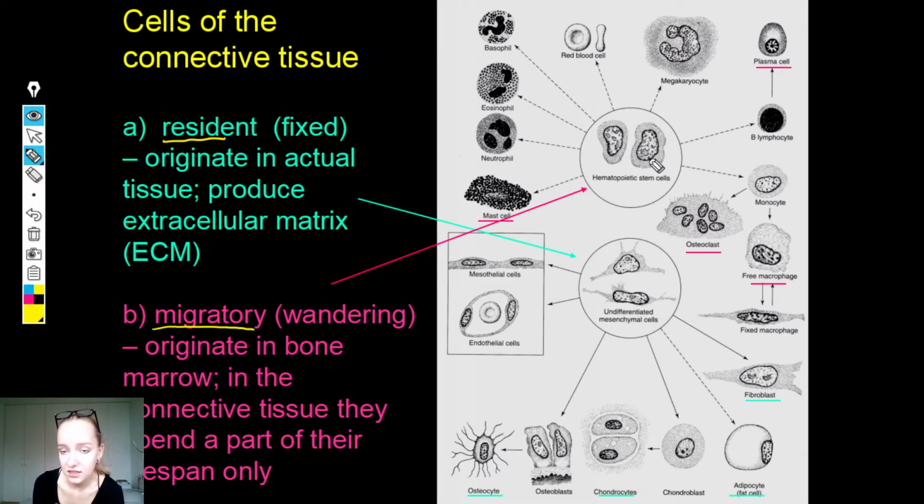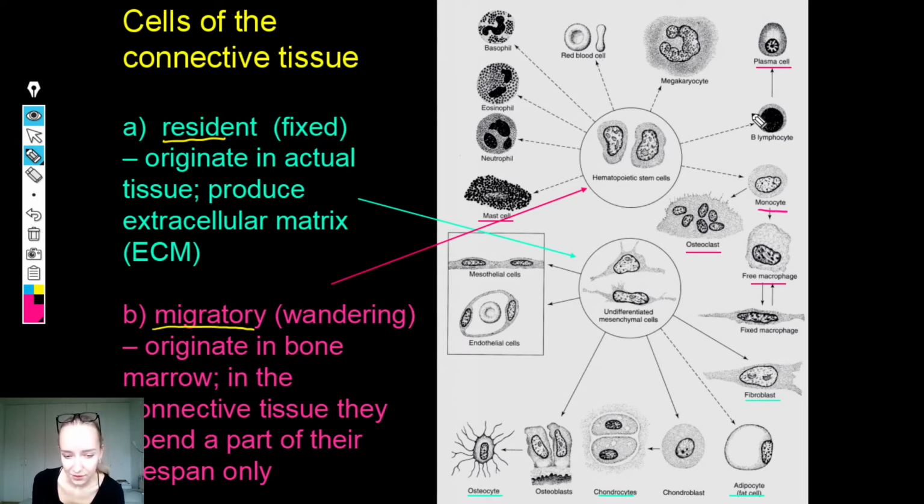Or for example, these stem cells differentiate into B lymphocytes, which then transform themselves into plasma cells, which produce immunoglobulins. You already know plasma cells. And plasma cells are also migratory cells of the connective tissue. Also mast cells. So migratory cells are osteoclasts and free macrophages, which differentiate from the monocyte, plasma cells, and mast cells. These are very important. Remember, they spend only part of their life cycle in the tissue.